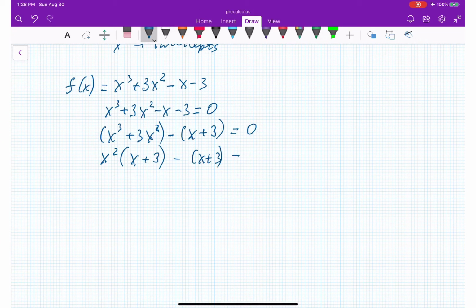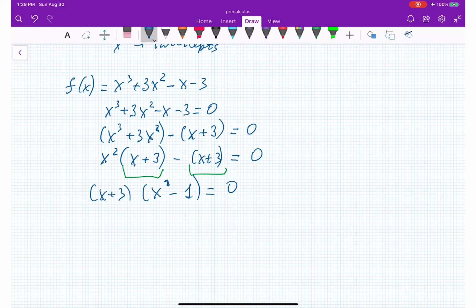Whoever needs to refresh memory on factoring, by grouping, by determinant, by all other methods of factoring, please open the intermediate math playlist and find the videos on methods of factoring, okay? What do we have here? The common factor is x plus 3. Taking it out, in this parenthesis we have x squared minus 1, and that is equal to 0.